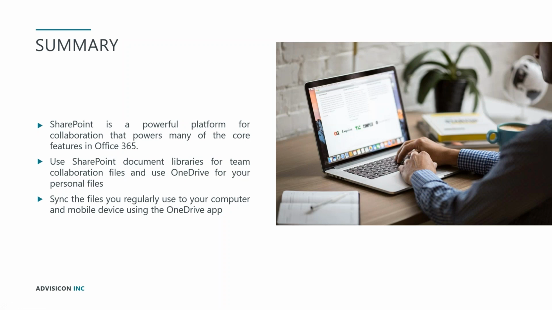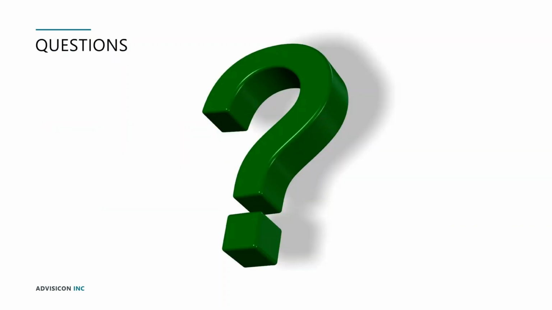Just as a summary, we've looked at how SharePoint is a powerful platform for collaboration, and it really does power many of the core features in Office 365 and is at the heart of any of the document storage functionality. So we want to make sure that we're using SharePoint document libraries for team collaboration, and focusing on using OneDrive more for personal files. And then sync any of the files that you're using regularly to your computer and mobile devices through the OneDrive app.